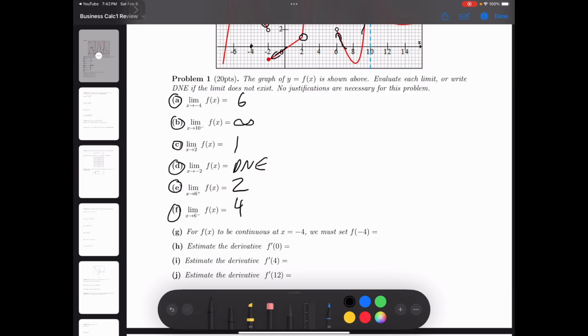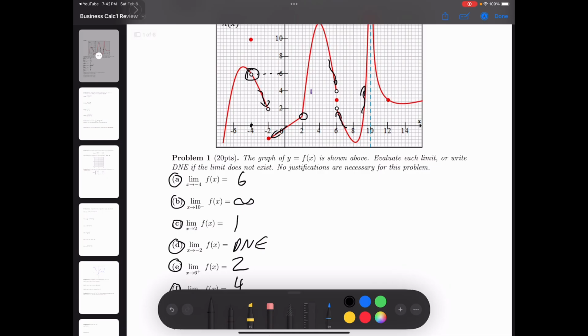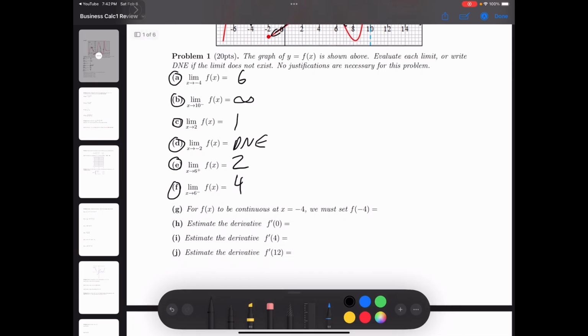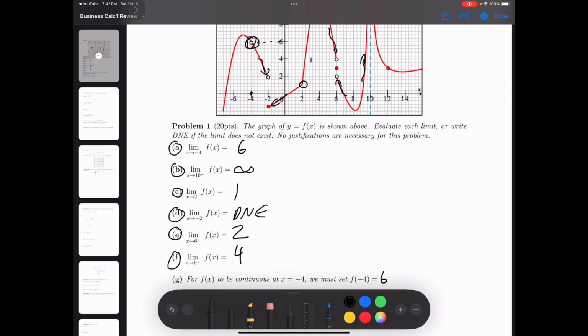For G, it says, for f of x to be continuous at x equals -4, we must set f of -4 equal to something. Well, we have a removable discontinuity. That removable discontinuity is right at y equals 6, so we need f of -4 to equal 6. Essentially what that does is that fills in this circle here.